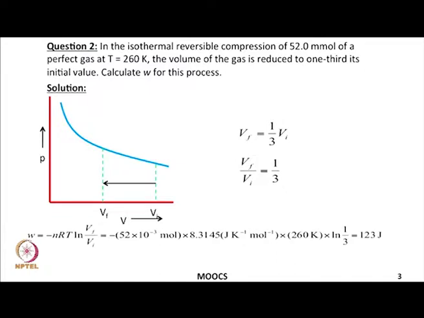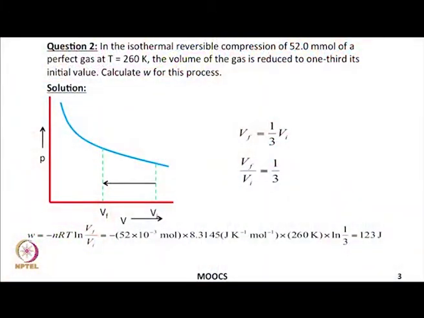And whenever you are solving numerical problems, please take care of the units. Solving problems in physical chemistry, and specifically when I talk about thermodynamics, you have to use the appropriate units, because units can make a lot of difference. If you use the wrong units, you will get incorrect results.